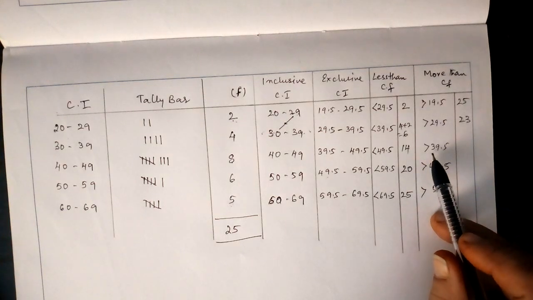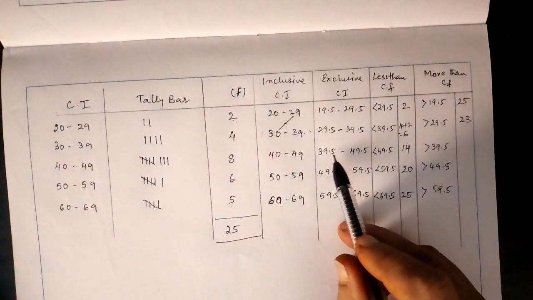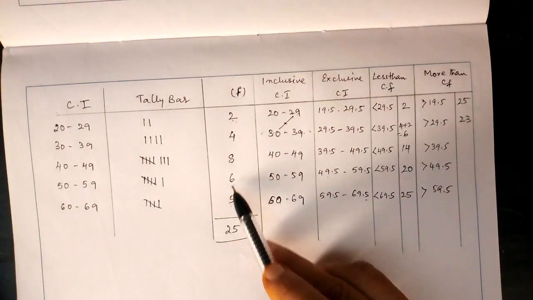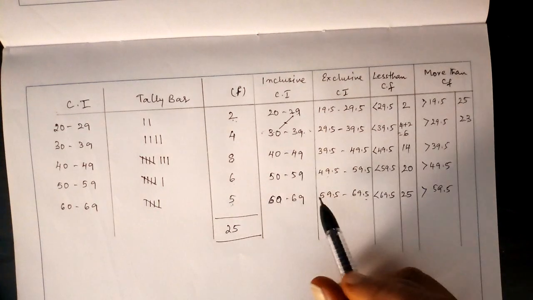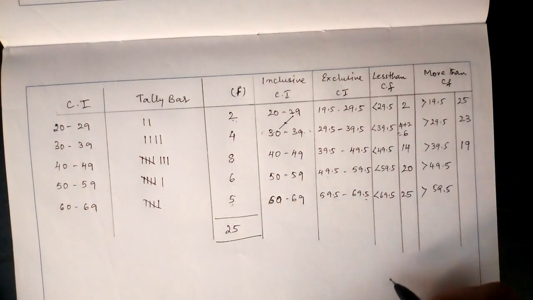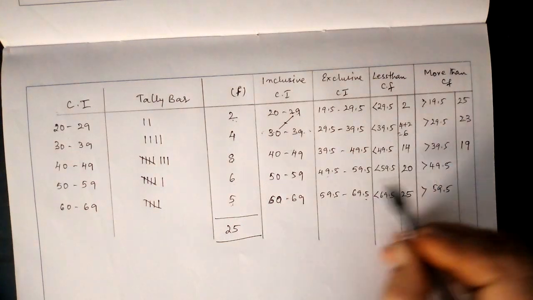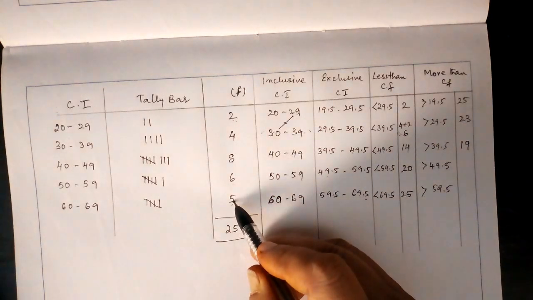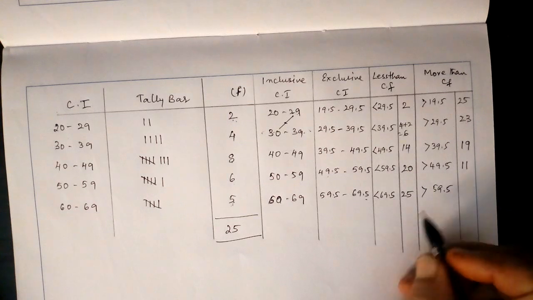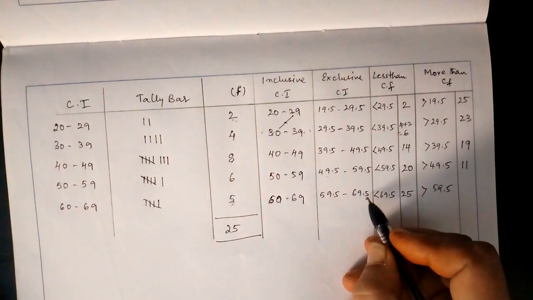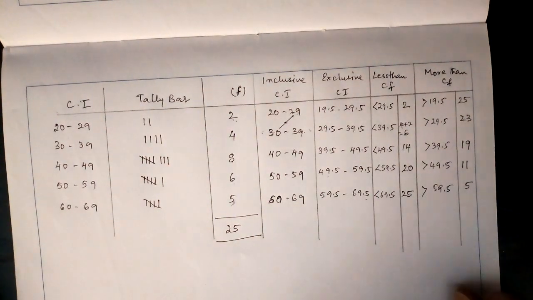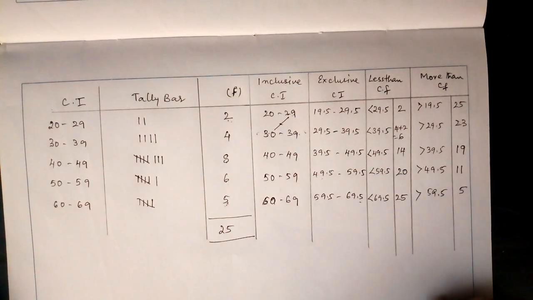Similarly, more than 39.5. More than 39.5 would be all these values. So you will have 8 plus 6 plus 5. So that becomes 14 plus 5, 19. Then more than 49.5. More than 49.5 means all these observations and these observations. So these are 6 and these are 5. So 6 plus 5 is 11. More than 59.5 is only one class interval and the frequency for which is 5. So here you have 5. So that's how you construct the frequency distribution.